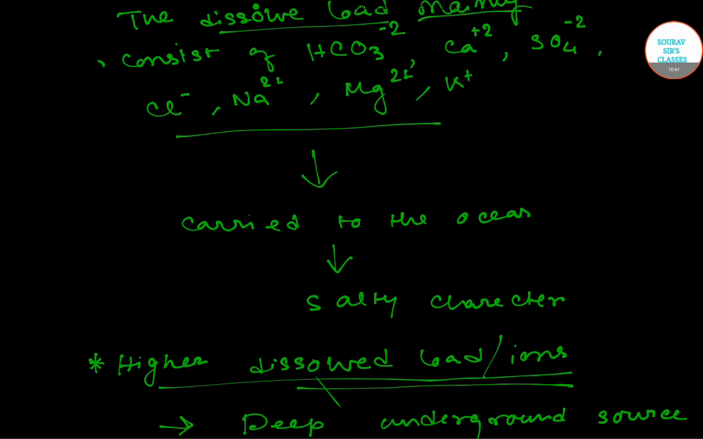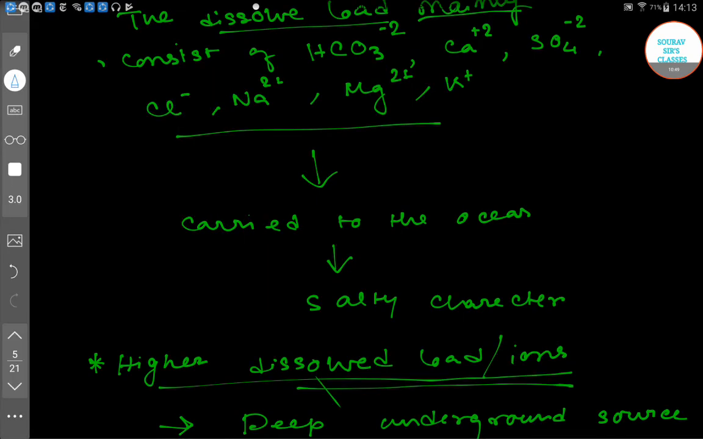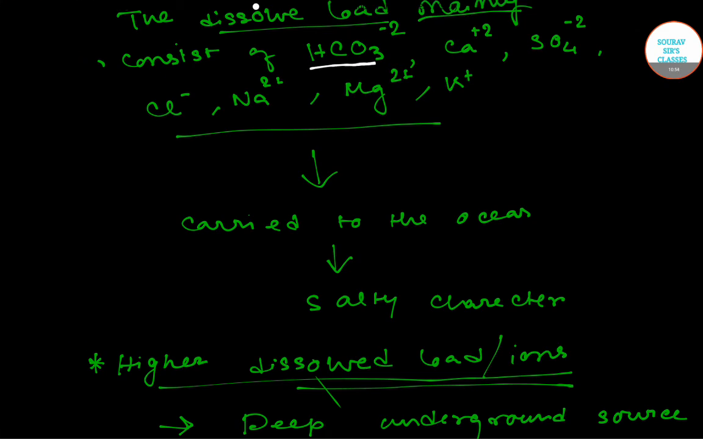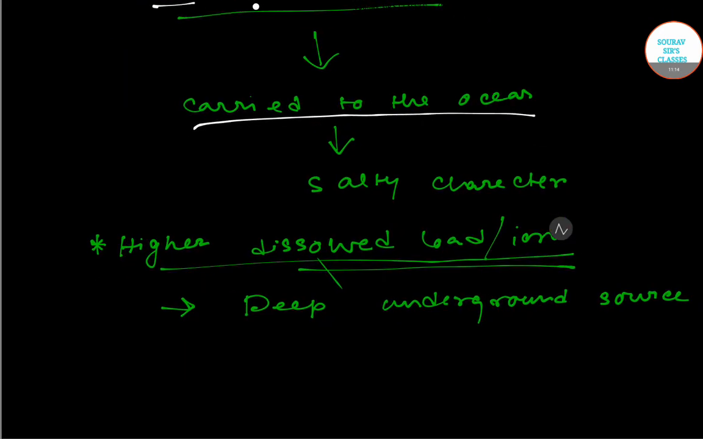Now, let me change the pen color. Okay, so here the most popular ions that are mainly dissolved in the water body are bicarbonate ion, calcium ion, sulfate, chloride, sodium, magnesium and potassium. When these are dissolved in the water body, that is carried to the ocean, causes salinity of the water.